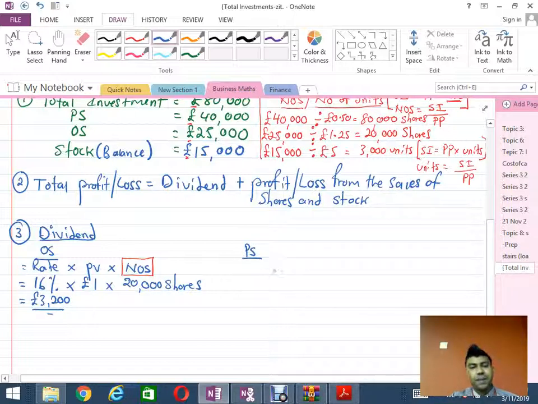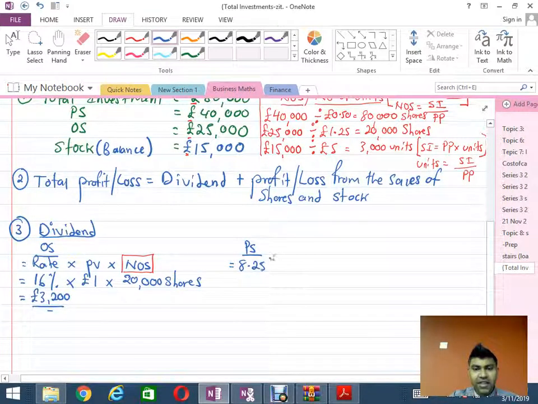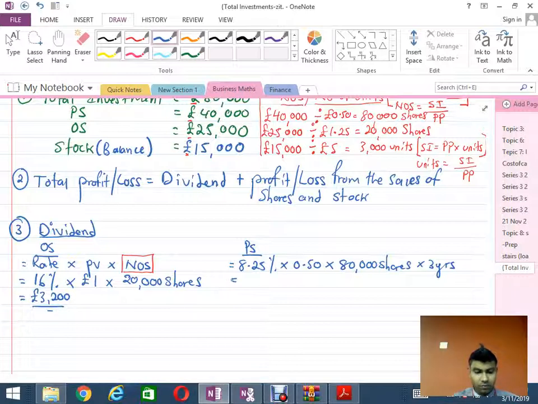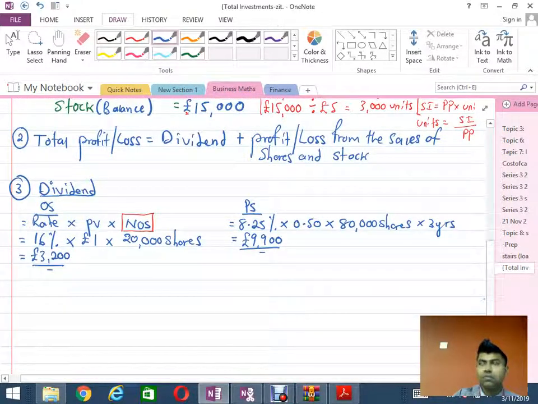Next, for preference share, same thing, straight jump into the working because it's the same formula. Now, what's the rate? 8.25%, par value also 0.5 times with 80,000 shares, but don't forget must times what? 3 years. So you will get 9,900, correct? So this is dividend, okay?